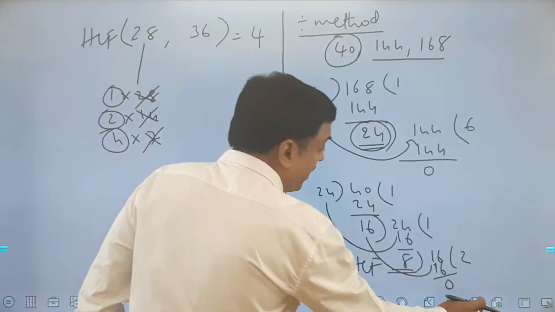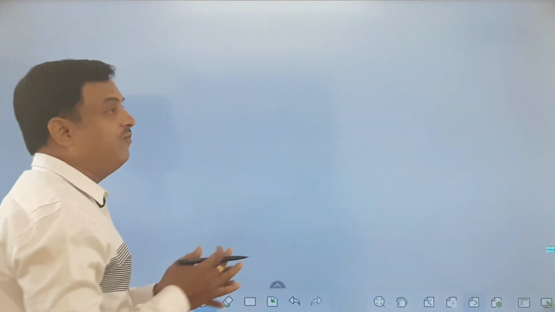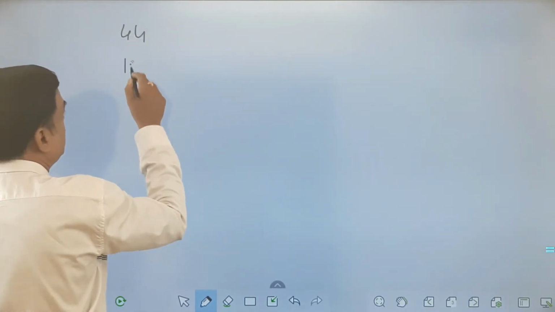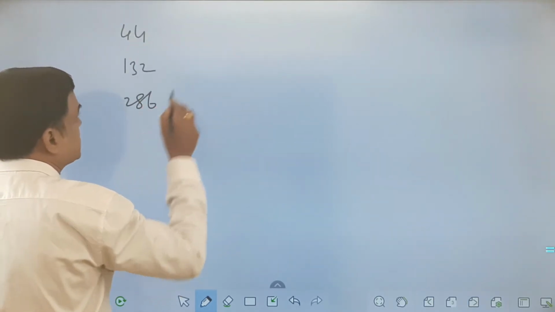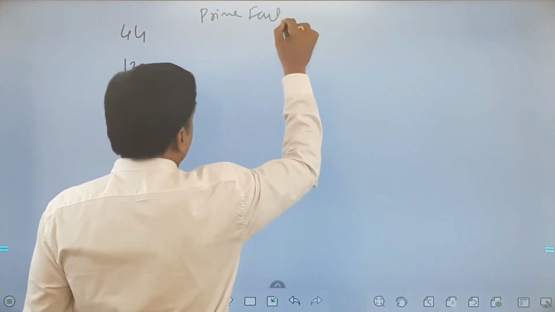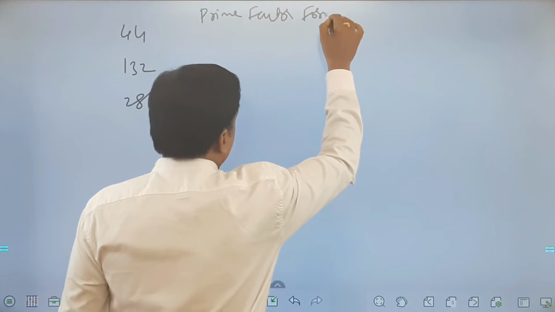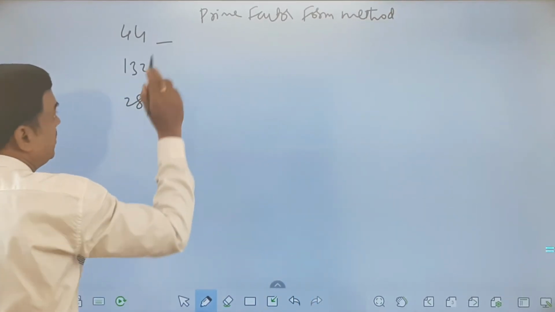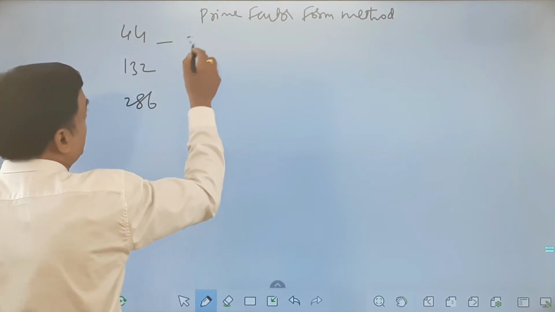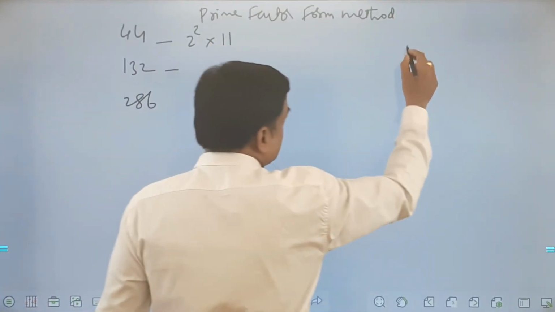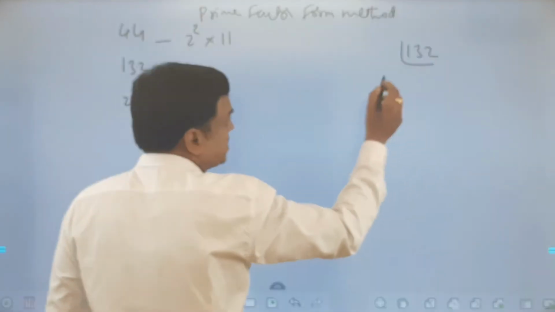Okay. We have one more method here, friends, that is called the prime factor form method. I'll take numbers like 44, 132, 286. This is called the prime factor form method. And what is the prime factor form method? Here 44 can be written as 2 square into 11. 132, if you remember this method, in the last video we have discussed this.